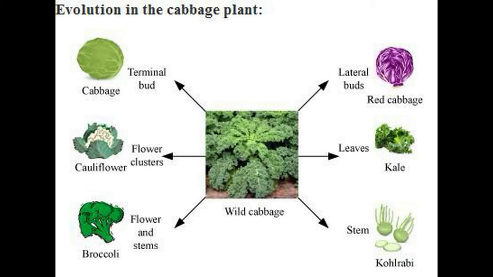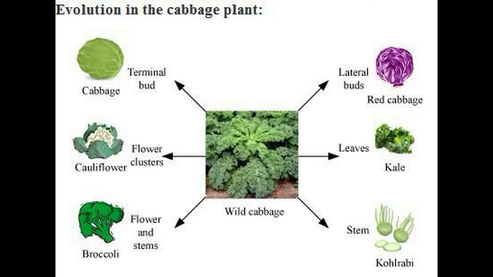Today we will see the last topic of evolutionary relationship. So we will take one example of wild cabbage. You can see in this picture of wild cabbage. The farmers did the selection, not natural selection, but artificial selection. According to their need, they selected and bred and formed different types of plants.